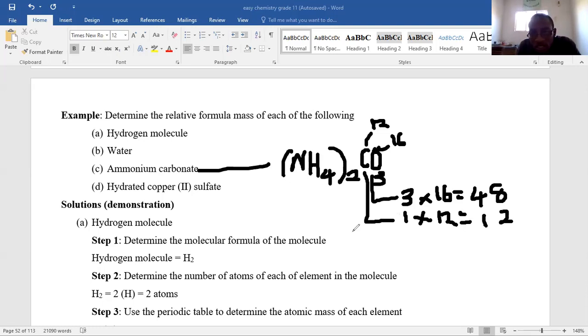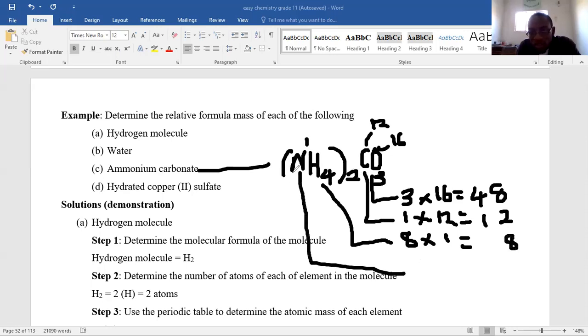We go to hydrogen. Hydrogen, we have 4 times 2, so we have 8 times, what is the mass of hydrogen? Its mass on the periodic table is 1, so that gives us 8. Then we go to nitrogen. How many do we have? There's a 2 here, meaning you have 2 of them, times, what is the mass? When you go on the periodic table, you find that this is 14. Then this will give us 28.